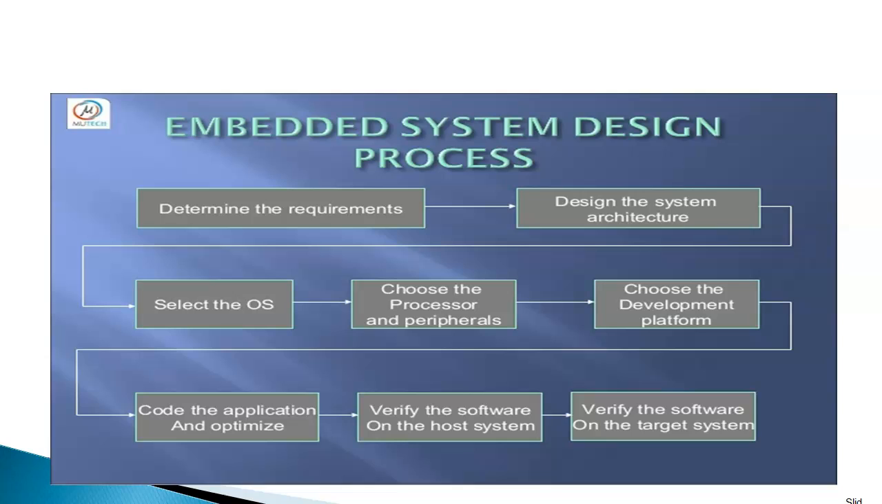The embedded system design process is determined by the requirements. After that, it goes to the system architecture, then comes to selecting the OS like Windows, Linux, etc. After that, it chooses the processor and peripheral devices. Processor means it will choose like Intel or AMD, and input-output devices means we can choose keyboard, mouse, etc. After that, it will choose the development platform like programming in C, C++, Java, and databases. Then it will go to the application and we need to code. After that, it will verify the software, test it, and then host it into the target computer.